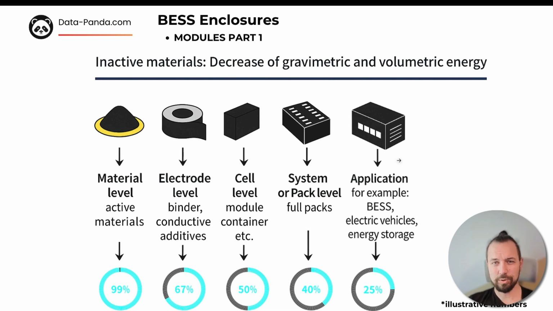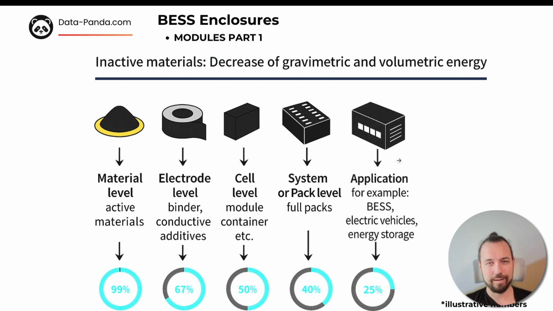For this, we'll look inside through the lens of Six Sigma and lean manufacturing, and not just the battery chemistry lens. In lean manufacturing, we have waste, and waste is anything that does not create value for the customer, but still consumes cost, mass, volume, or time. In a battery system, inactive materials are exactly that kind of waste.